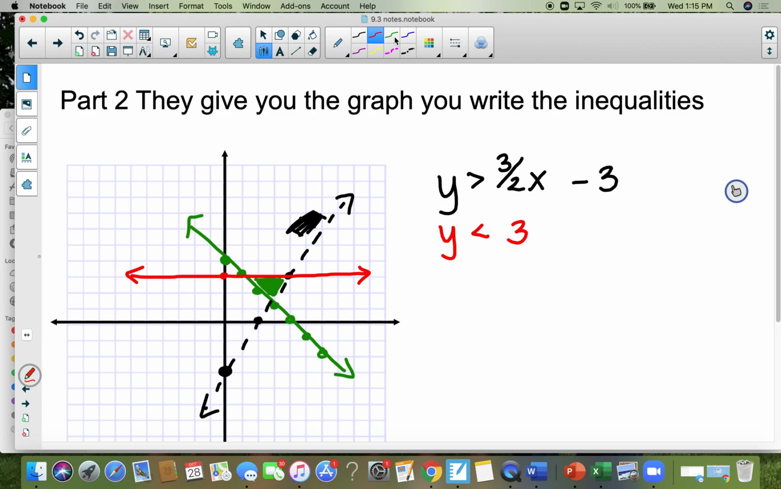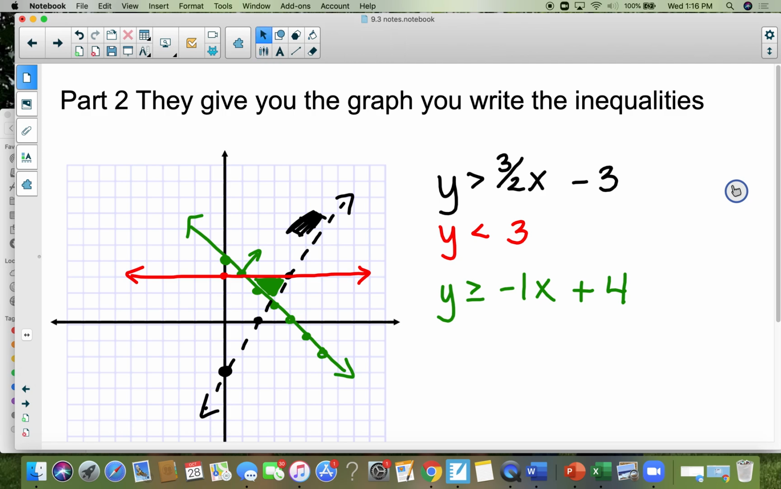And the last color is green. It intersects the y-axis at a +4. This one's a solid line, and it's this part of the green line, so it's greater than or equal to, because it's a solid line. And the slope looks like a -1x, or a -x. And you're done. They gave you the graph, and you had to write the inequalities, and you'll have to know how to do that for the test.